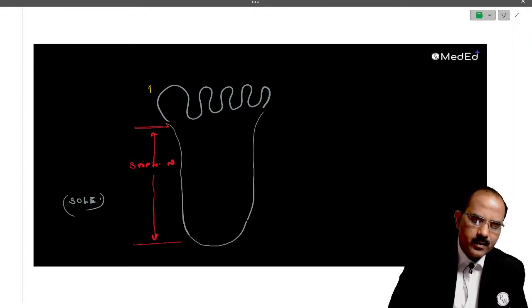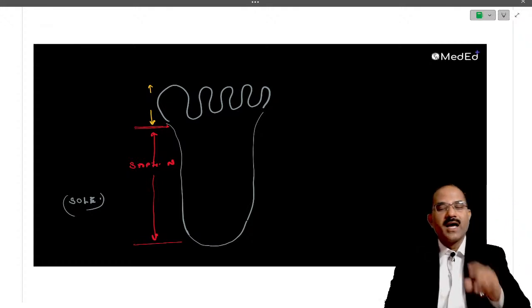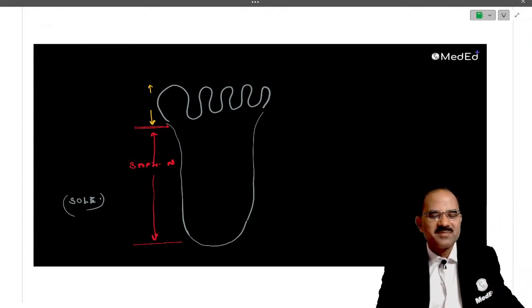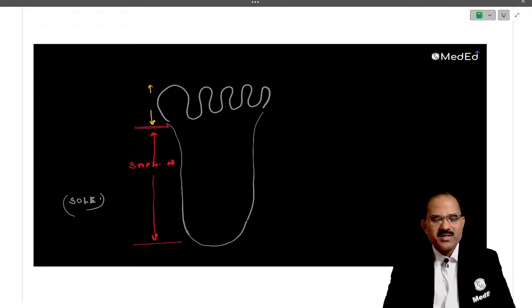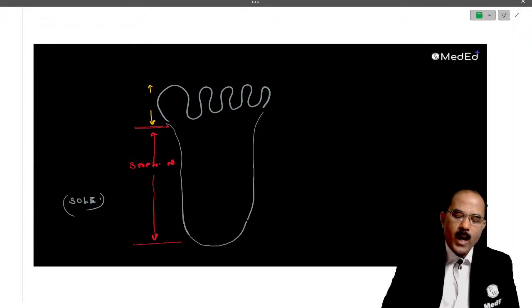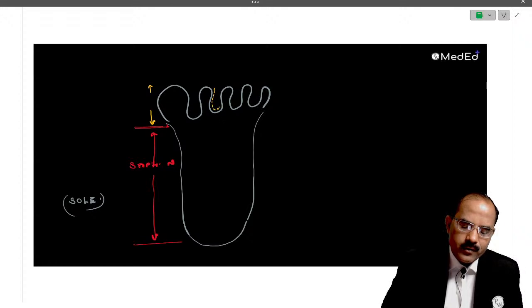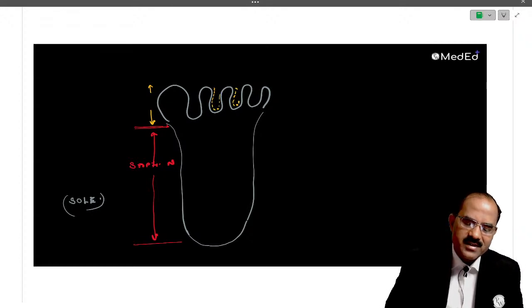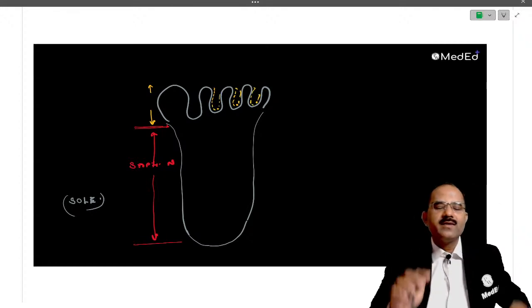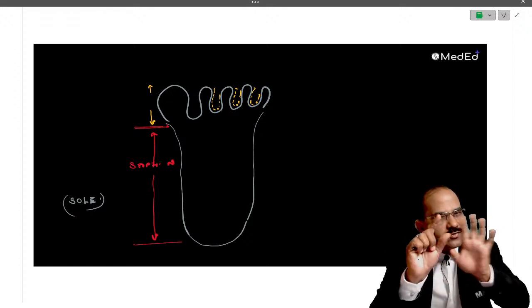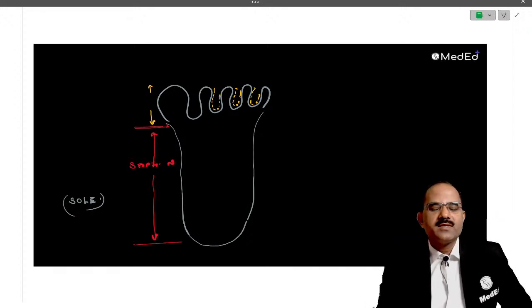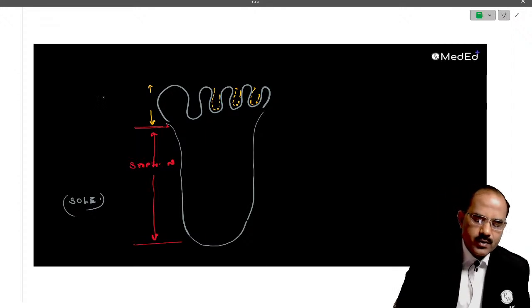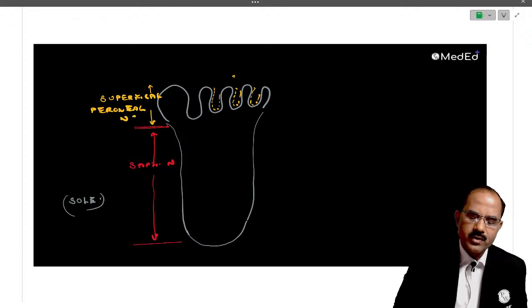Now, my dear children, tell me who's going to supply the medial aspect of the great toe? Answer this. And the same nerve is going to supply all the web spaces except the first. Who's this, in yellow? This you should know. This is the superficial peroneal nerve.